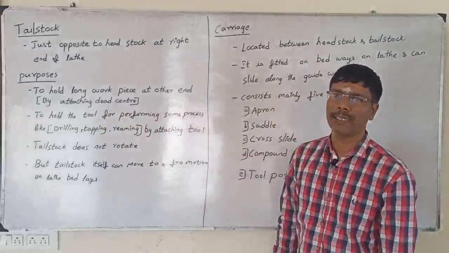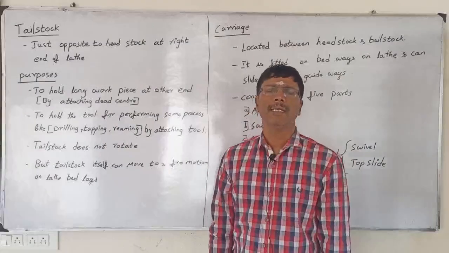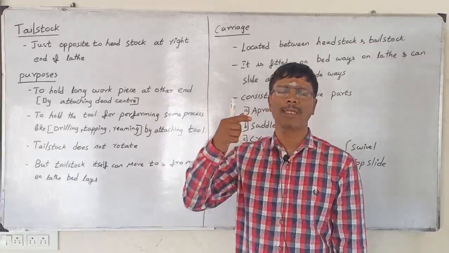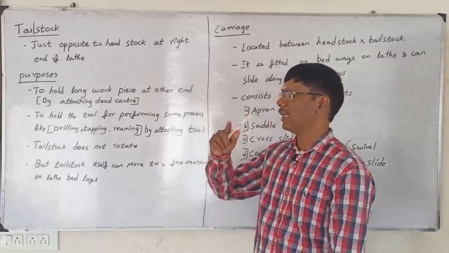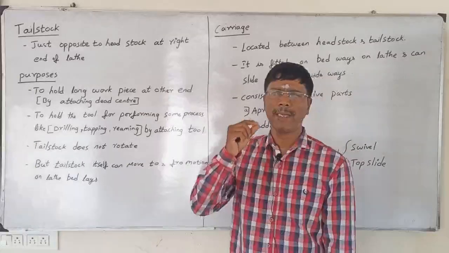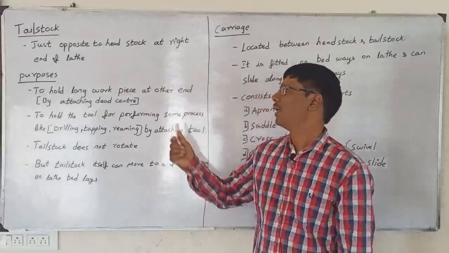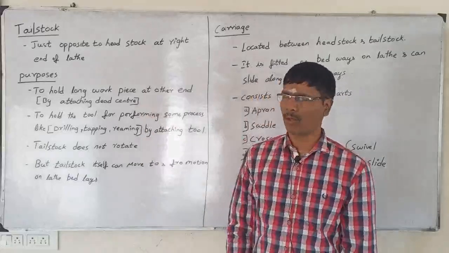We are having two centers, live center and dead center. The center of the spindle mounted on the headstock is called a live center because it is able to rotate. The center of the spindle mounted on the tailstock is called dead center. It is not able to rotate.